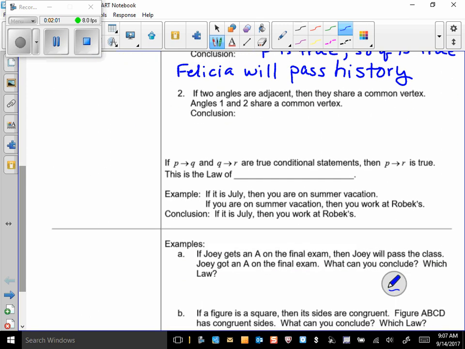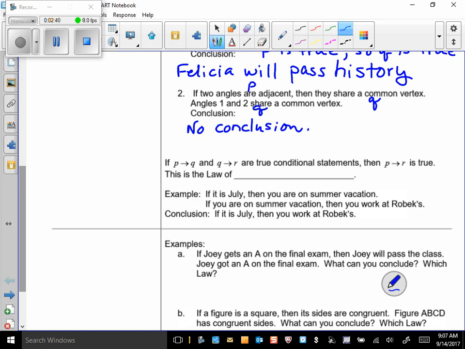Let's look at another one. If two angles are adjacent, so that would be our P, then they share a common vertex. Sharing a common vertex would be our Q. Then we say angles 1 and 2 share a common vertex. So that's Q, right? So we cannot make a conclusion. We're going to say no conclusion, because remember, to use the law of detachment to make a valid argument, we have to say that P is true. But this is telling us that Q is true. So we can't draw a conclusion from that.